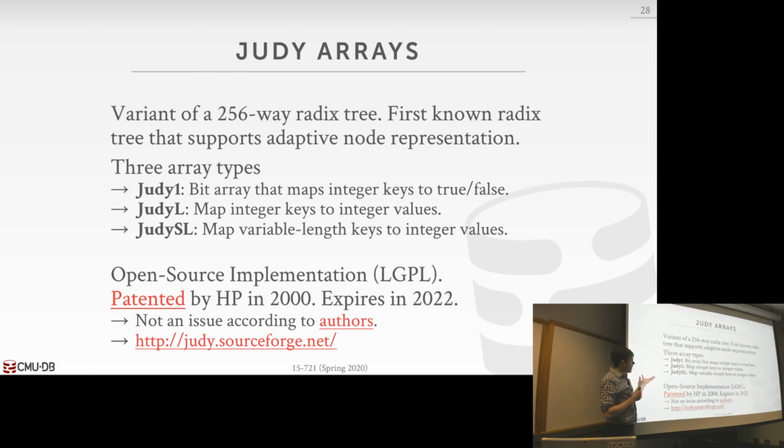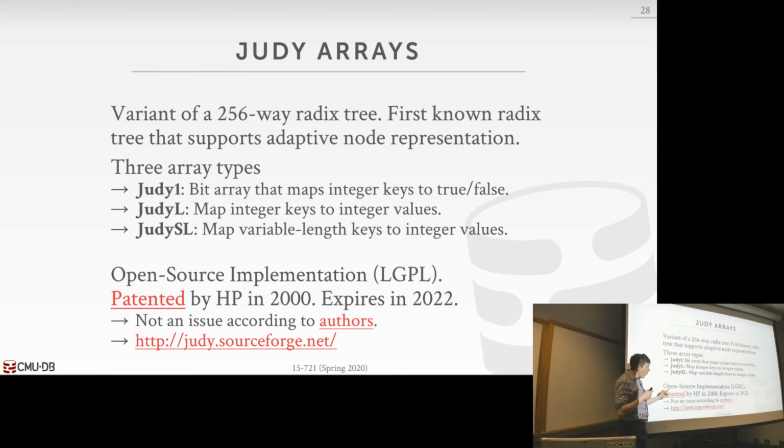So the Judy array has a bunch of different variants. There's a specification that describes how it all works. It's like 80 or 90 pages. It's very complex. The one we're going to focus on is called JudyL, because that looks like the radix tree or the ART index that you guys read about. They have variants for bitmaps and for strings, but we'll just focus on this one here.